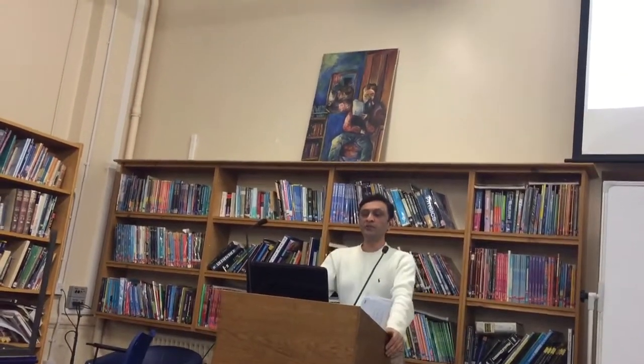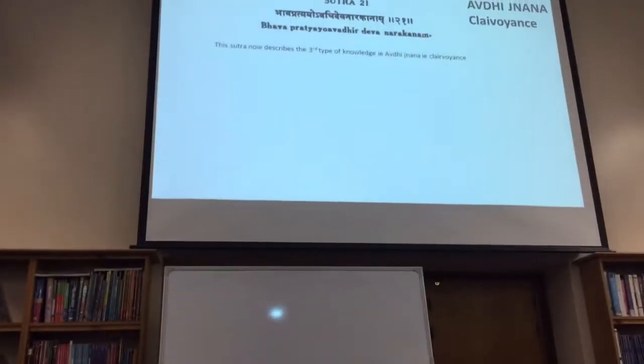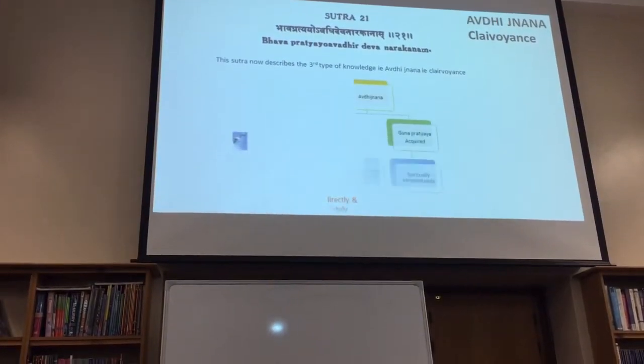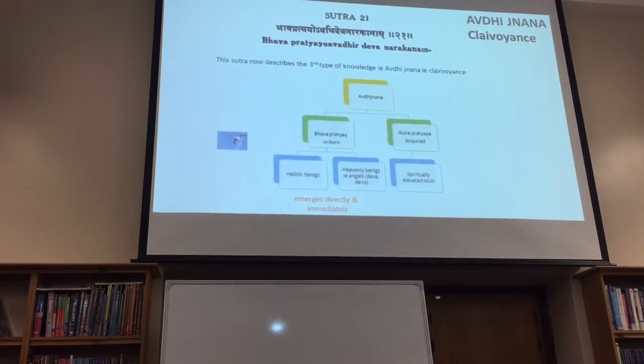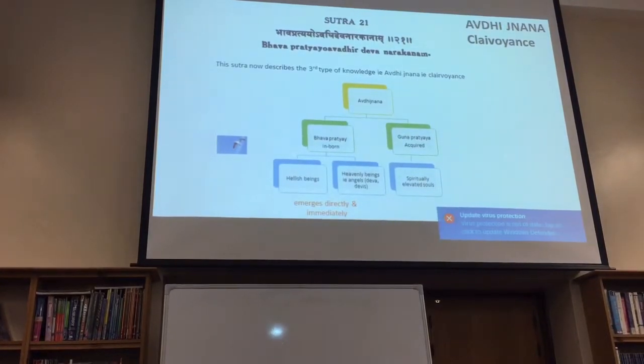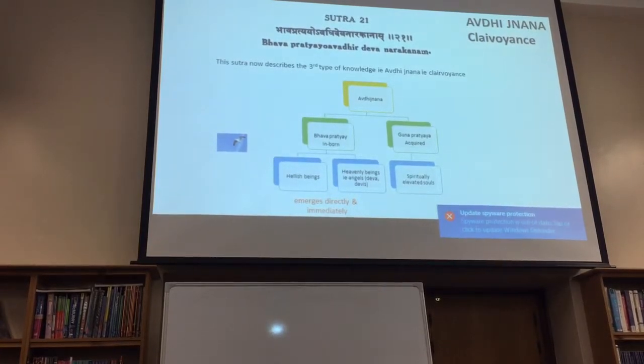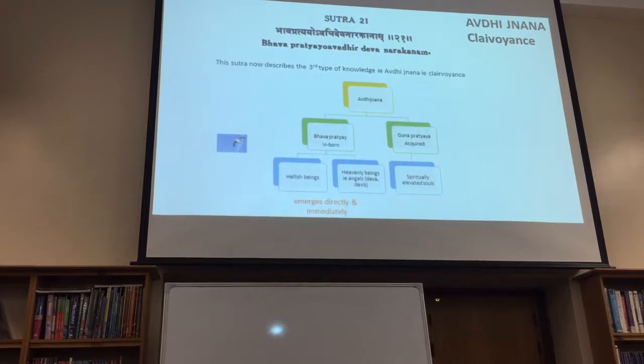So this sutra now describes the third type of knowledge, which is Avdhijnana, clairvoyance. And we'll look into what that means. Again, as I said, it's a very scientific approach. So what is this scripture saying? Avdhijnana can be of two types. It could be bhav pratyay. You can see the first one is bhav. So Avdhijnana can be through a bhav pratyay or gun pratyay.